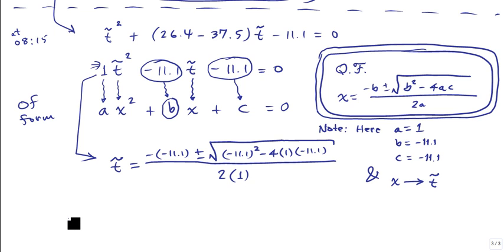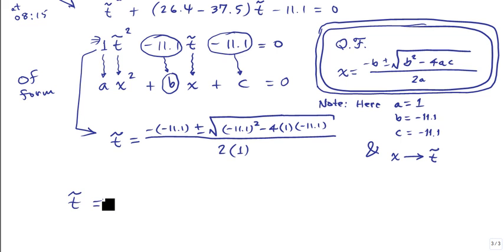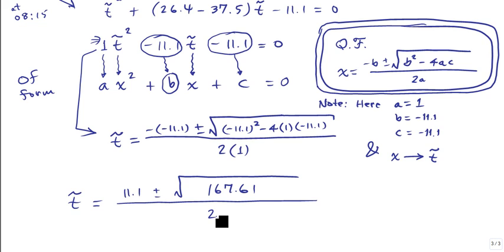Okay, so if you do this, you're going to find that t tilde is equal to 11.1, minus times minus is plus, or minus the square root of, and then you're going to get some term in here. Let's see what that is. I have to compute that real fast. Bear with me for 1 second. Okay. Looks like it's the square root of about 167.61 all over 2. And the square root of 167.61 is about 12.95 roughly. So you're going to get two roots.